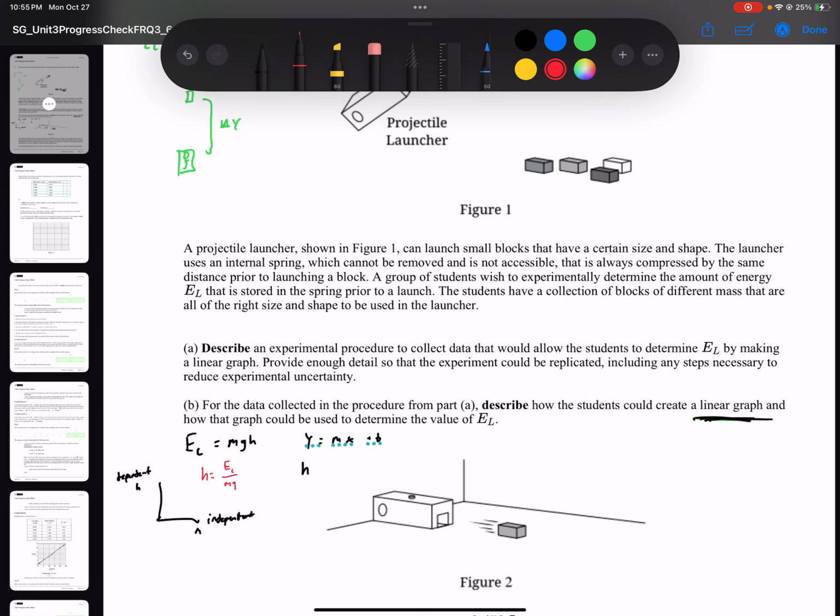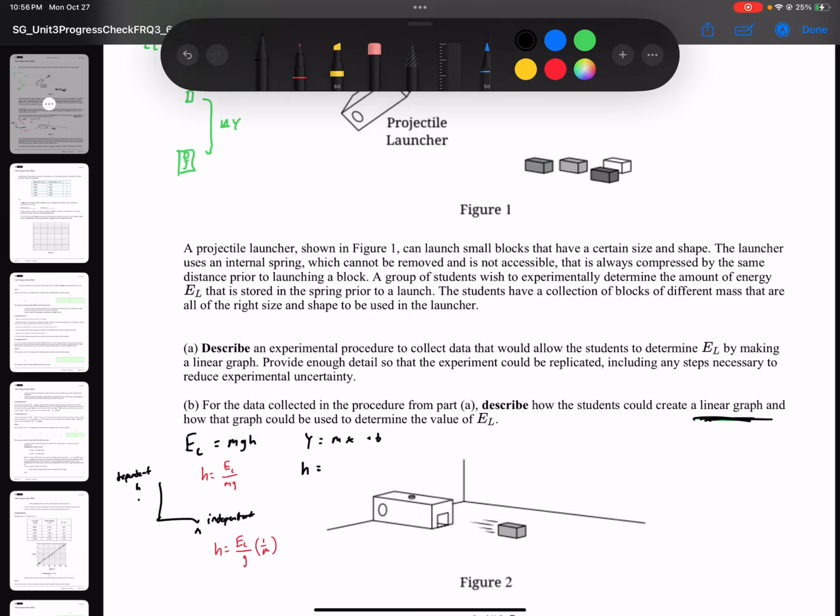Well, my independent variable has to be related to the mass. G is just a constant, right? I'm not going to be changing that. So I'm going to write this out as h is equal to the energy of the launcher divided by g, times 1 over m. So I'm actually going to plot inverse mass. That way I get a nice clean graph with a nice linear relationship, and I can use that slope to get some information about the system. That's the whole idea of linearizing our data.